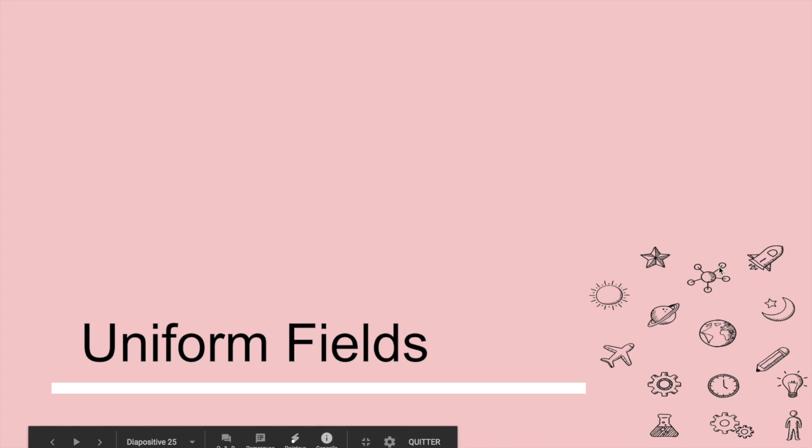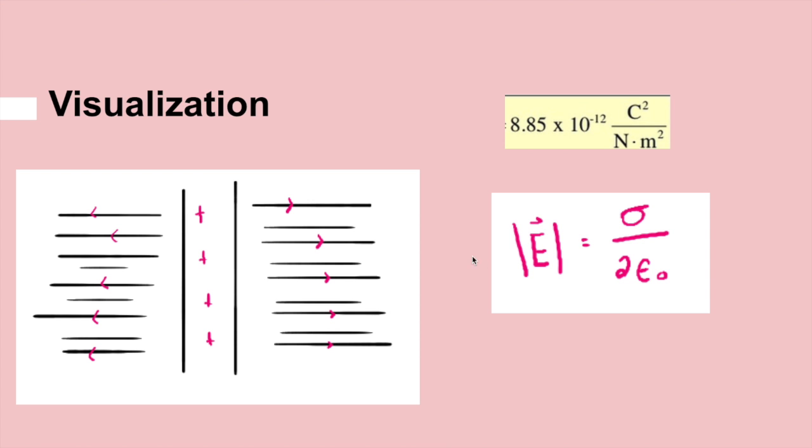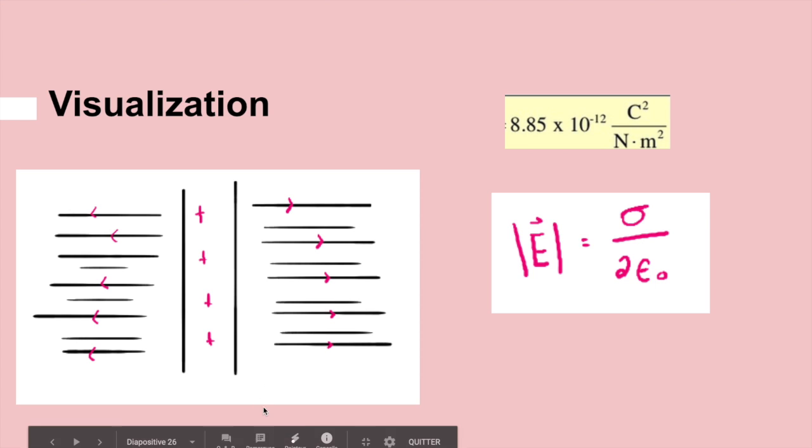Okay, so this video is going to be about uniform fields. Now in the last video we talked about electric fields and how to draw them, what they were, but here instead of having a single point in space, you're going to have something that looks like this. So this is like an infinite plane. By infinite I mean it goes on forever.